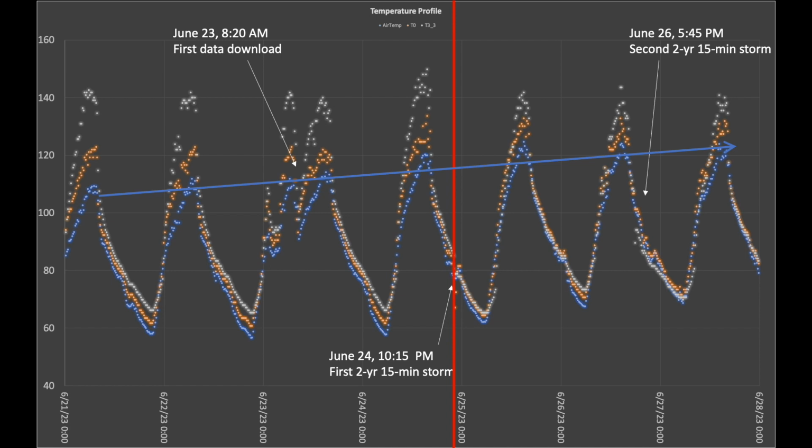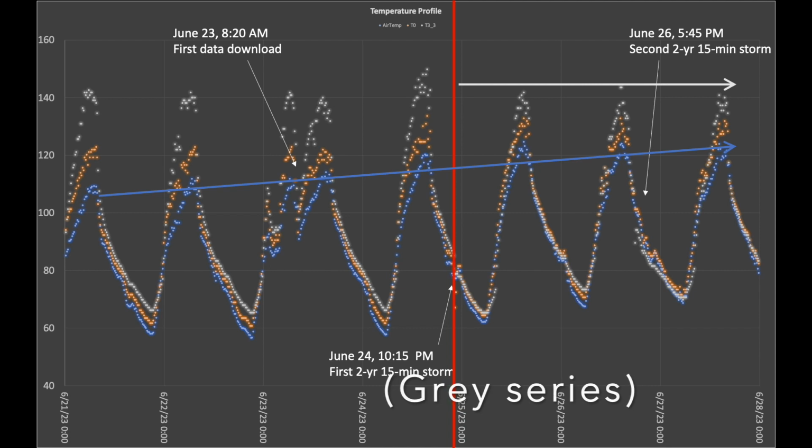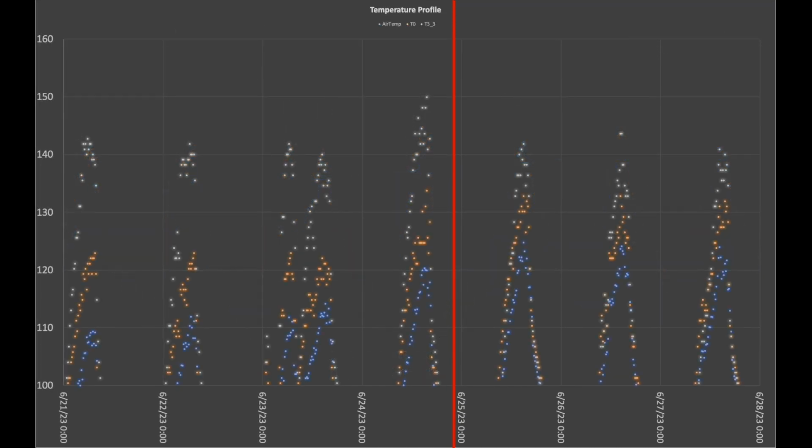However, also notice that an increase in ground temperature is effectively buffered after the two simulated storm events. In fact, the temperature drops from 150 to about 140 degrees Fahrenheit. As a result, the difference between ground temperature and air temperature, measured 3 inches above ground, is effectively halved. This is more clearly seen if we zoom in on the range above 100 degrees Fahrenheit.